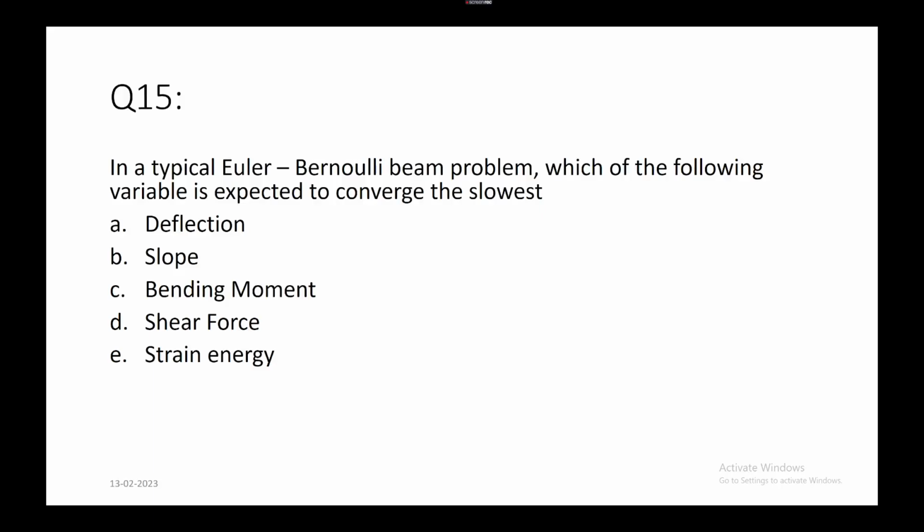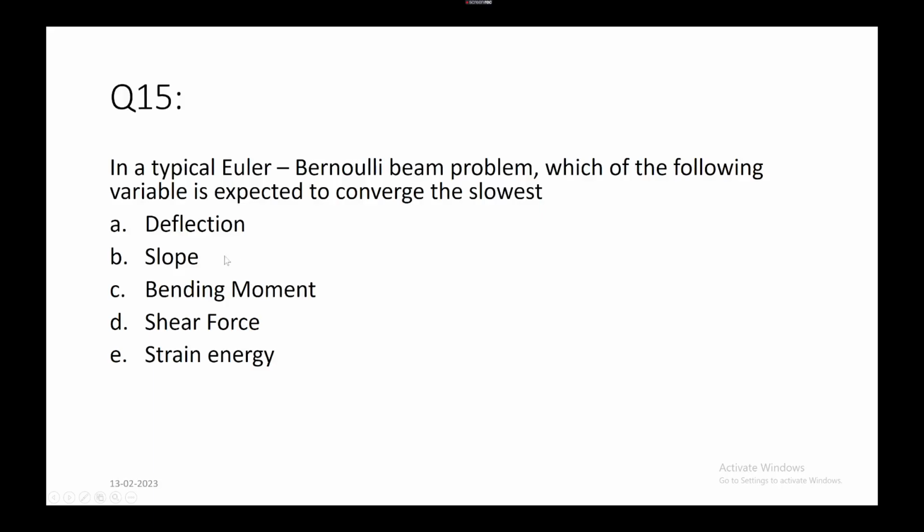So try to recall the differential equation. What are the possible terms? So u we saw is the deflection. Then du by dx we saw is the slope. So what could be the expression for bending moment? What could be the expression for strain energy? What could be the expression for shear force? So any guess? You can take your time.